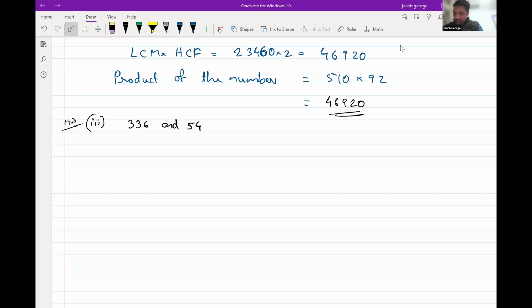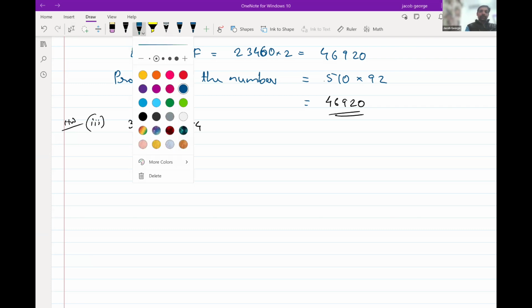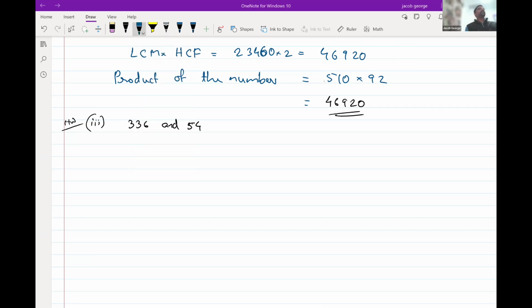336 and, what's the second number I gave? Yes, 54. 336 and 54. So first of all, we factorize 336. So Sarah got 6048. Anyone got 6048 as the LCM?